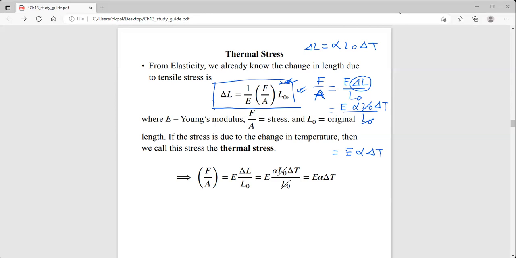Okay, all right, so I'm going to stop here. In the next lecture, I will be talking about the kinetic theory and the gas laws.